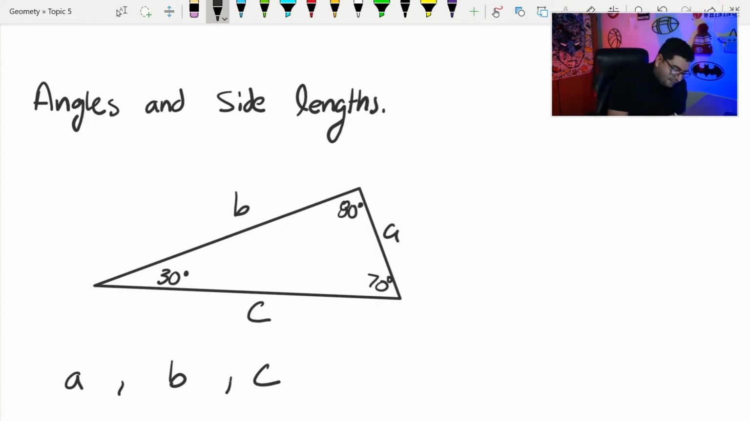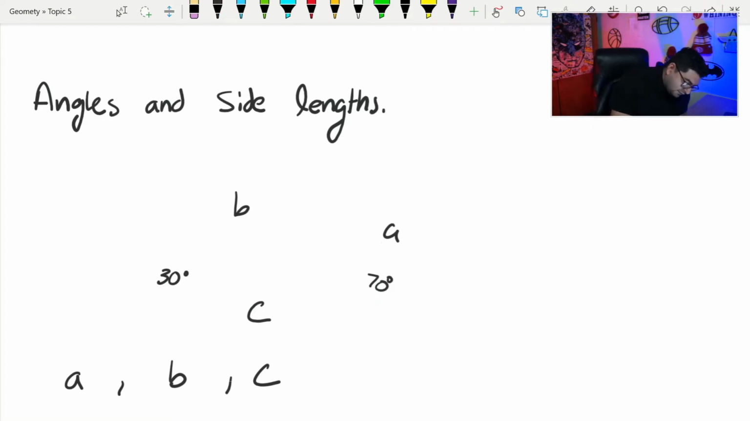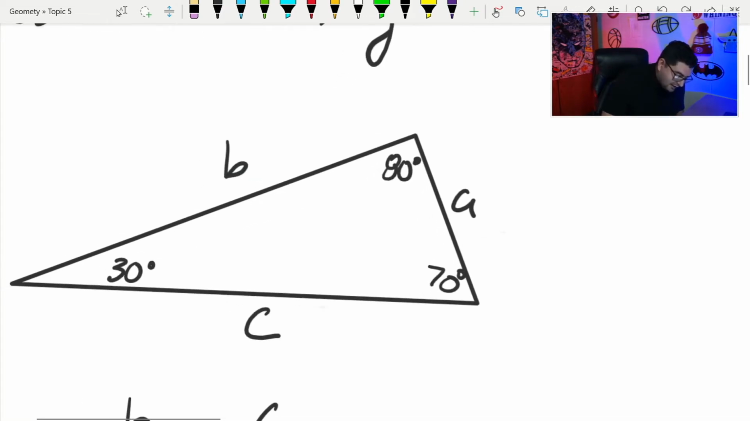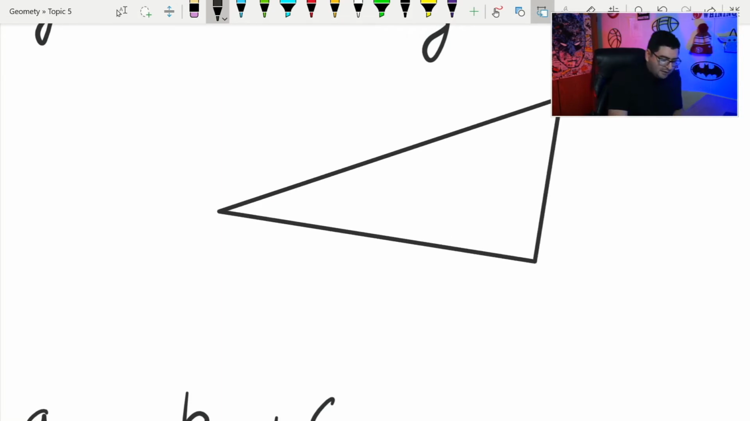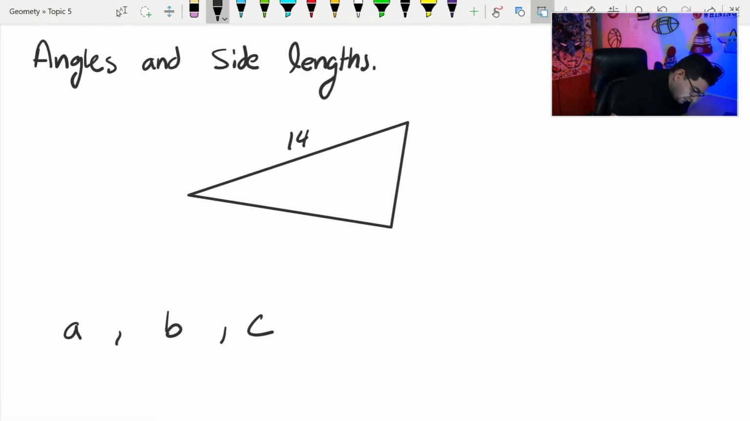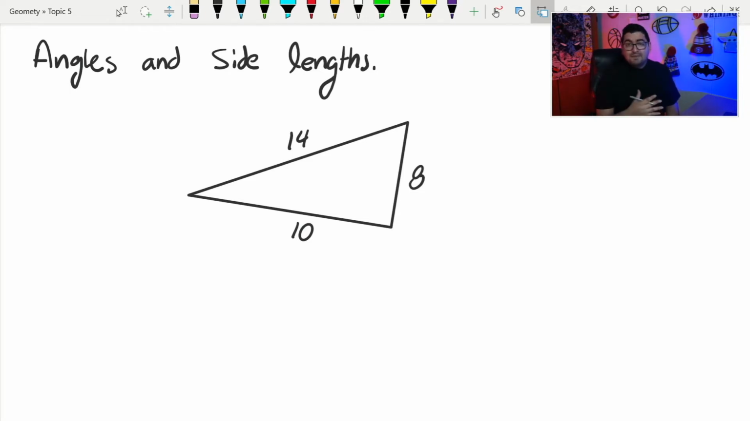If they didn't give me the angles, let's say I didn't have these angle measurements, I'll just draw a new triangle. Let's say I didn't have these angle measurements, and all I really had was the side lengths. Let's say this is 14, this is 8, and this is 10. I can tell you which angles are going to be the biggest or the smallest, or I can name them in order based off of these side measurements. Let's say this is A, B, C.